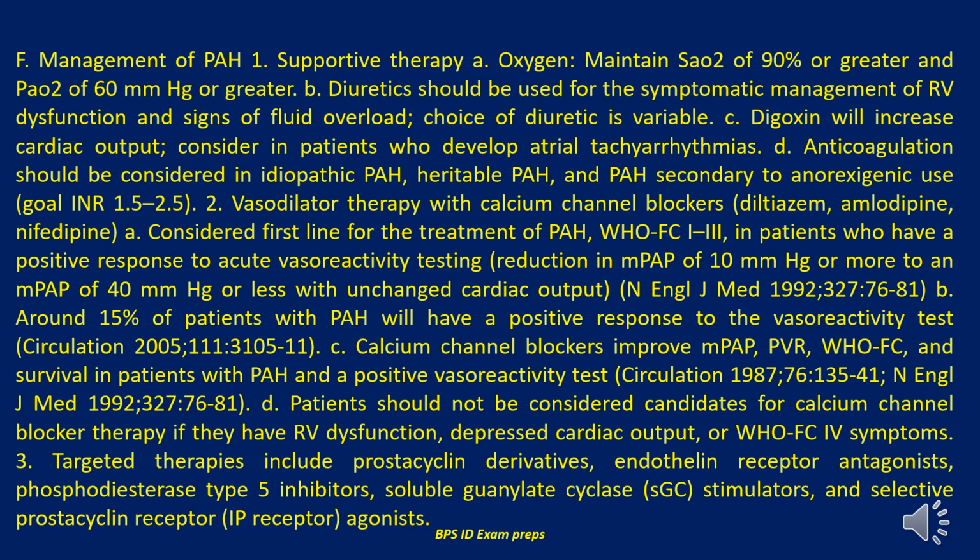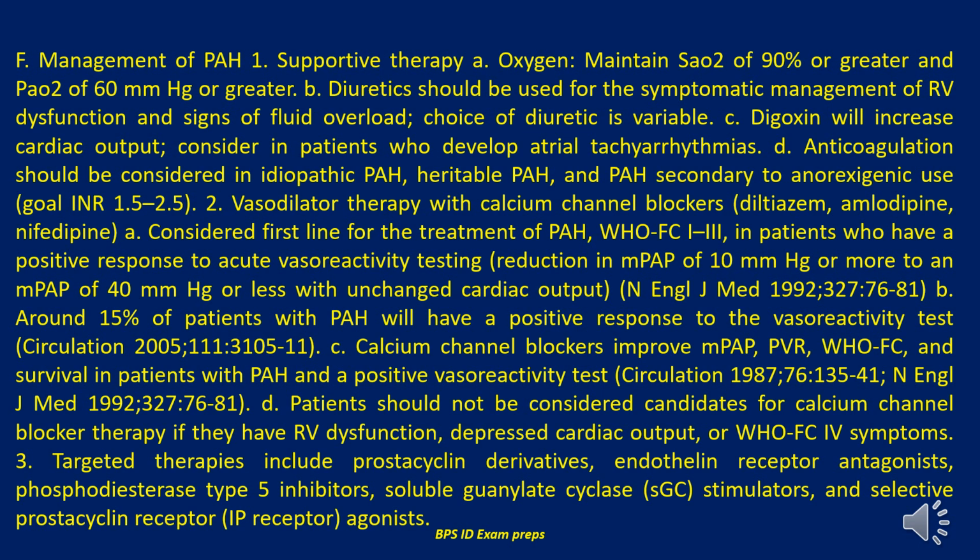Consider it in patients who develop atrial tachyarrhythmias. D. Anticoagulation should be considered in idiopathic PAH, heritable PAH, and PAH secondary to anorexigenic use, goal INR 1.5 to 2.5. 2. Regarding vasodilator therapy with calcium channel blockers, e.g., diltiazem, amlodipine, or nifedipine.